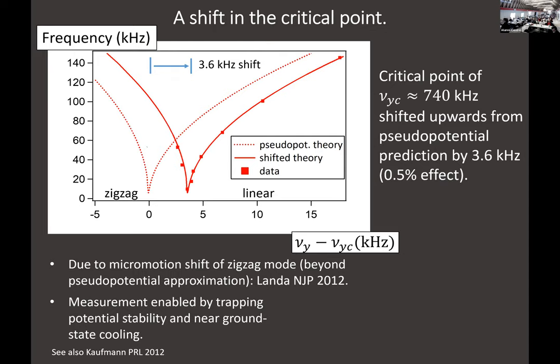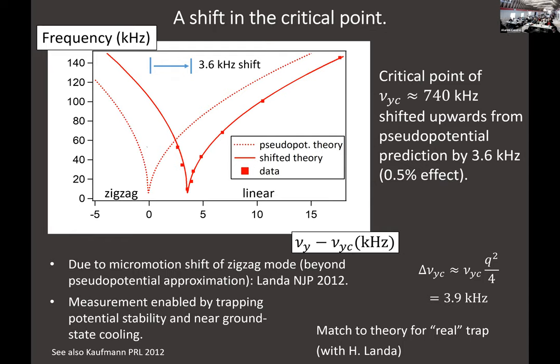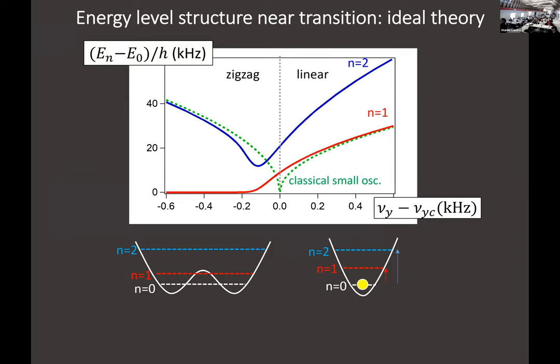Anyway, the point is that we see effects that you quite often ignore in ion traps. And the value of the shift agrees with a simple estimate from theory. We're looking at getting a finer measure of the critical point shift compared to theory by looking at the actual trap, the real trap, together with Huggeye.